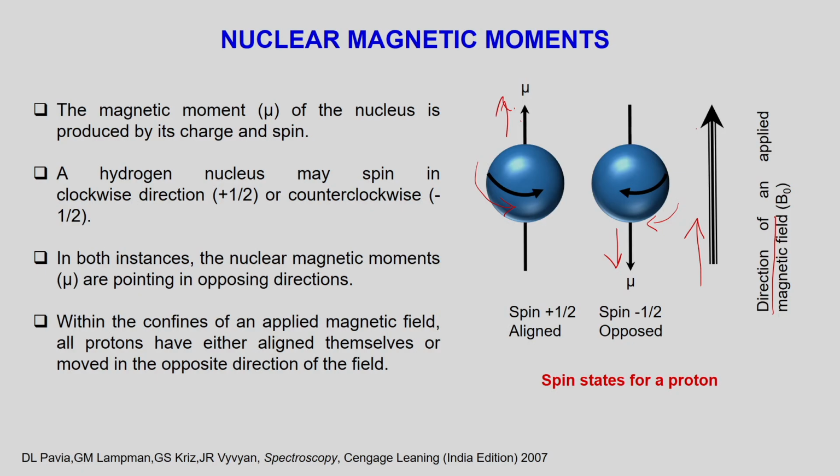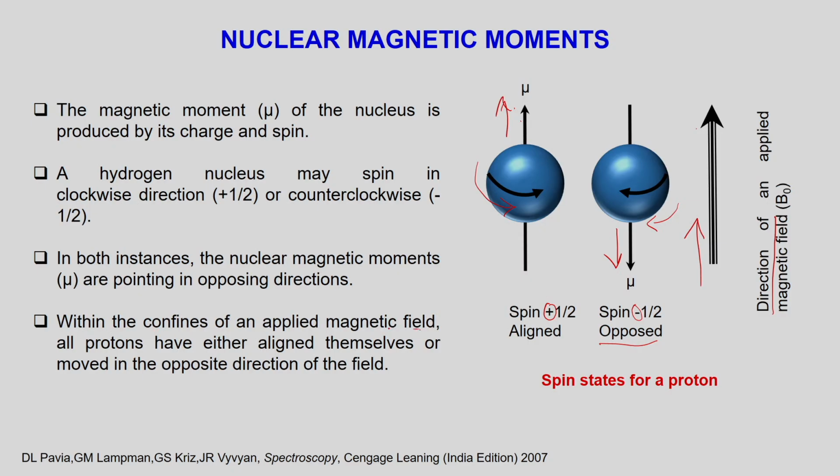So, we say it is aligned and we give a positive sign. If it is opposing the magnetic field, it is negative. So, this particular state will have higher energy, and this will have lower energy. Okay. So, this is what we just summarized.